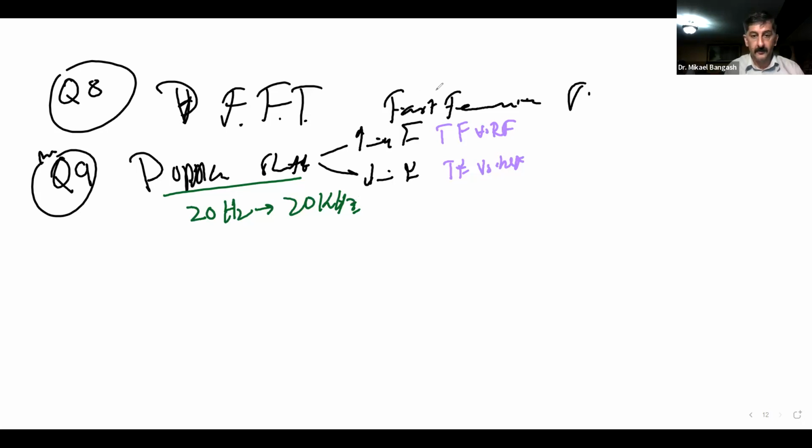And we can say this will be the lowest Doppler shift, and this one can be the greatest Doppler shift. Which means the Doppler shift will be the difference between these two.